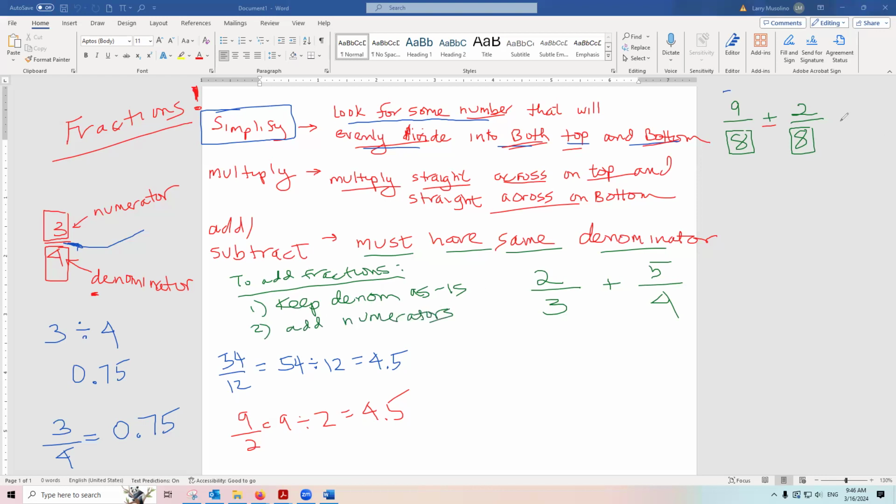So let's do it in this example. I keep 8 as is, because that's the common denominator. And I'm going to add the numbers on top. 9 plus 2 is 11. That's my answer.